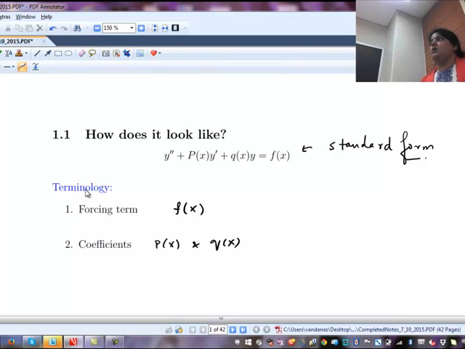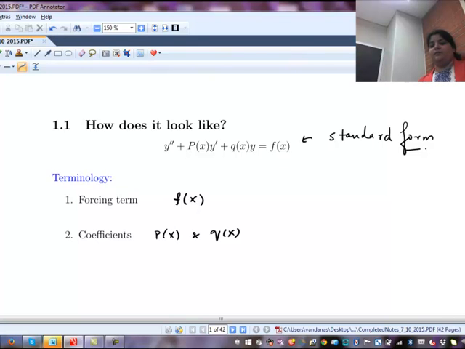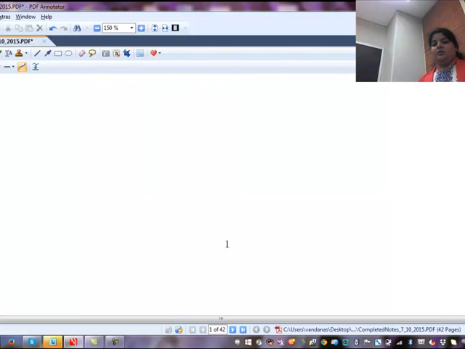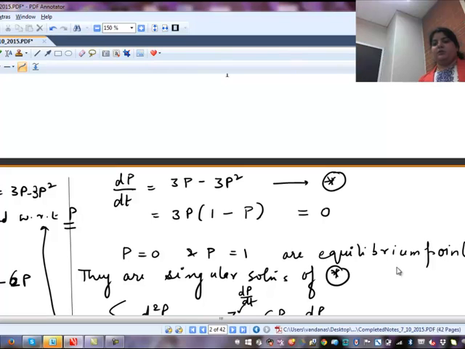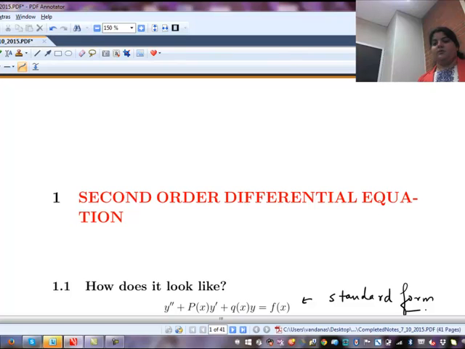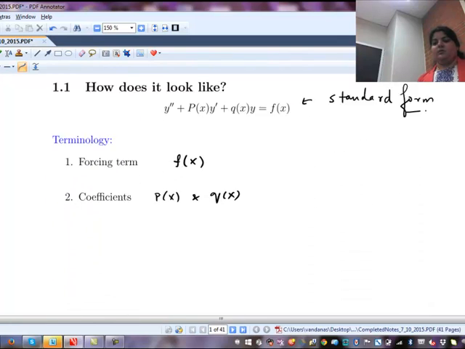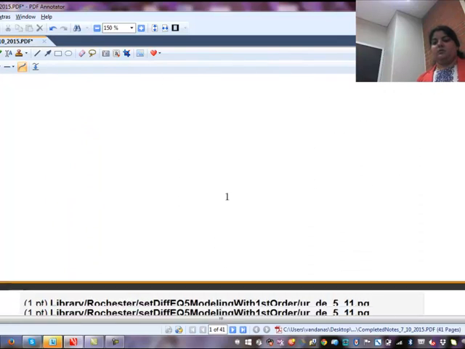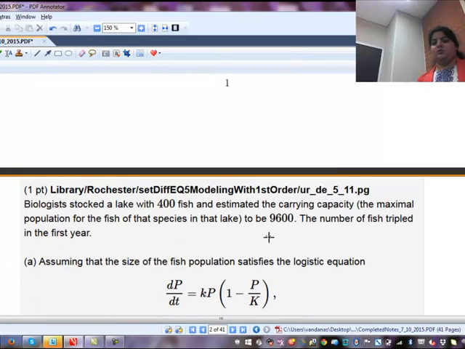Now we will learn how we will solve these differential equations. We will also learn what applications, if we start modeling, will end up in this kind of differential equation. So let's go slowly. This one is from yesterday, and I'm deleting the slide from here. And this one also.